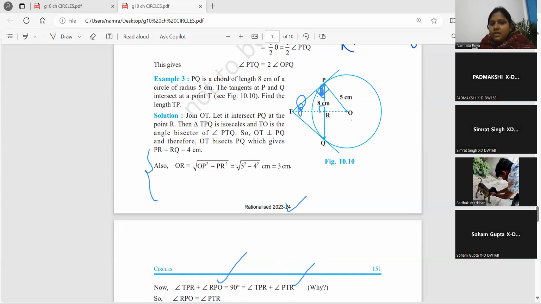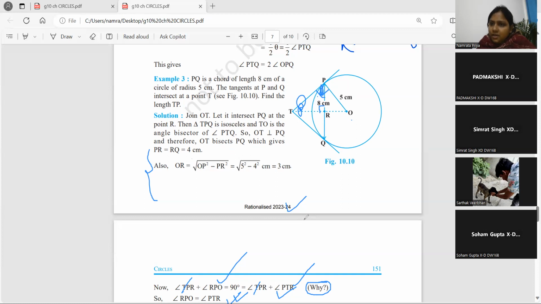So you can equate each other. I hope you know the reason now why. The reason is that we have already proved this to be 90 degree. So the remaining two angles of the triangle will add up to 90 degree according to the angle sum property of the triangle. So these two equations can be equated. Now angle TPR on both sides is common. So angle RPO is equal to angle PTR. Now why are we doing this? We are doing this for using the similarity of the triangles.